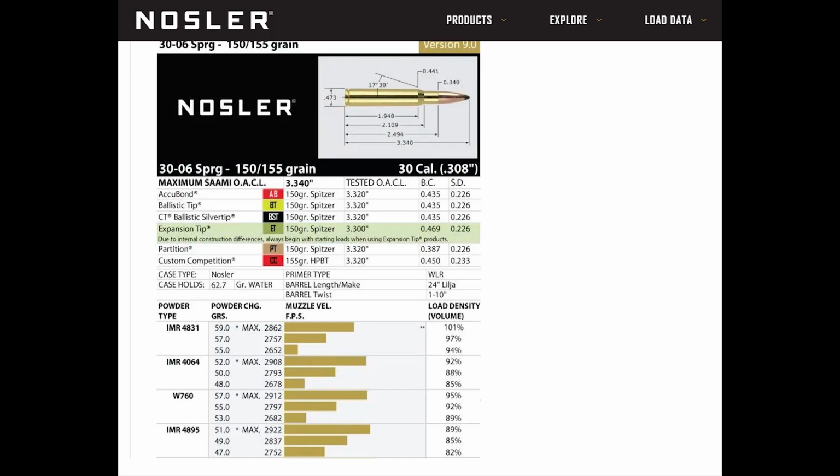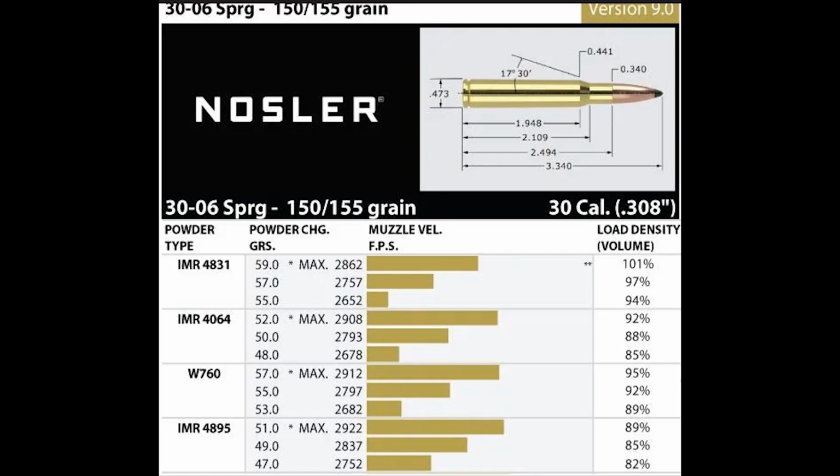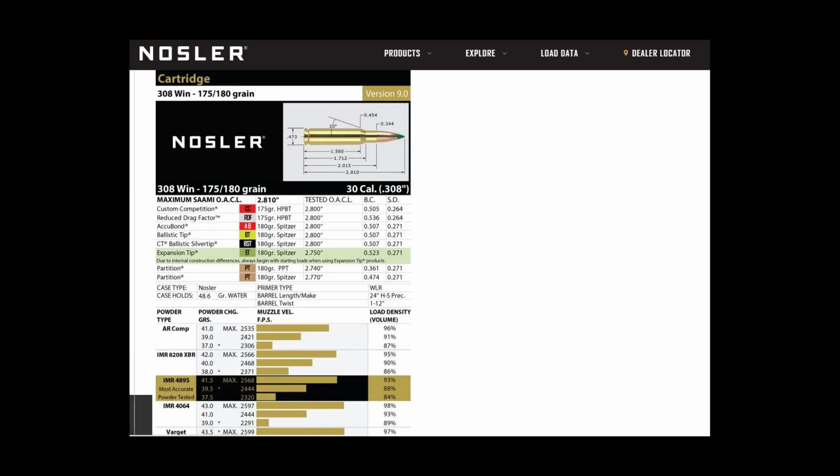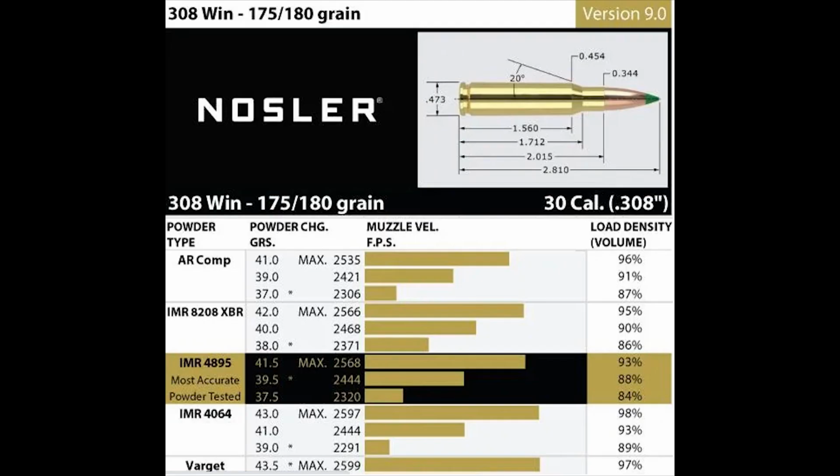For comparative velocities, we'll simply reference the Nosler load data and ballpark the 30-06 muzzle velocity with a 150 grain projectile at around 2,800 feet per second. And we will ballpark the muzzle velocity of the 308 with a 185 grain projectile at around 2,450. In this example, the 30-06 will have a muzzle velocity that is 350 feet per second faster than the 308.